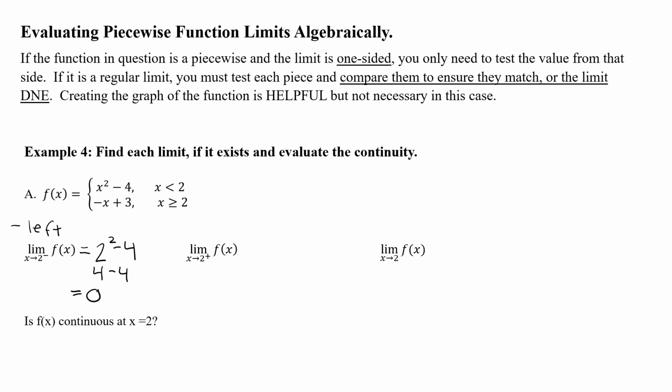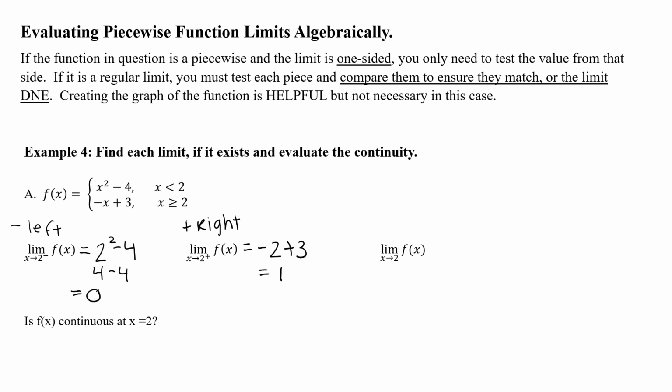From the right-hand side, we want to look at values that are greater than 2, so we're going to be using the other function, so our plus, remember, means our right-hand side. We're going to be using that second piece, that negative x plus 3. Again, we can use direct substitution here, so we can plug in negative 2 plus 3. So our limit from the right-hand side is equal to 1.